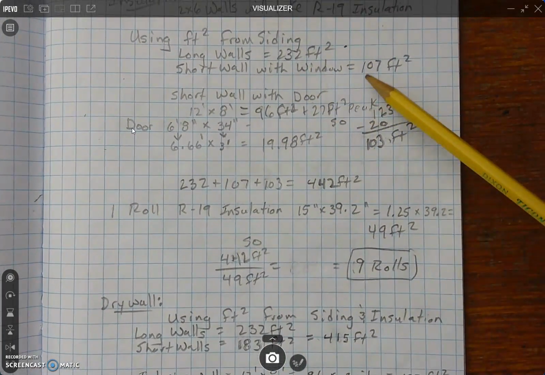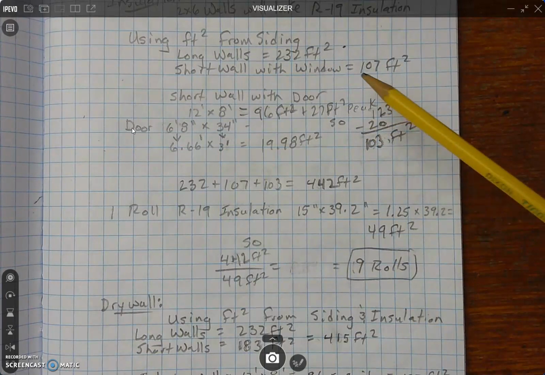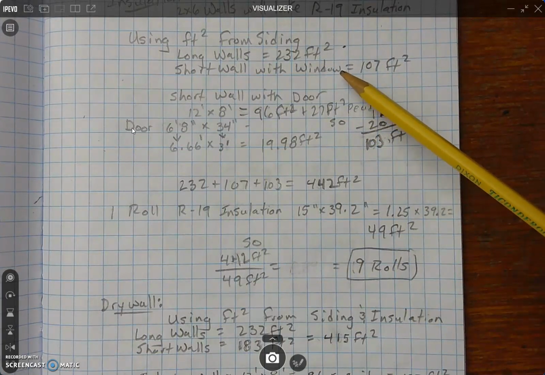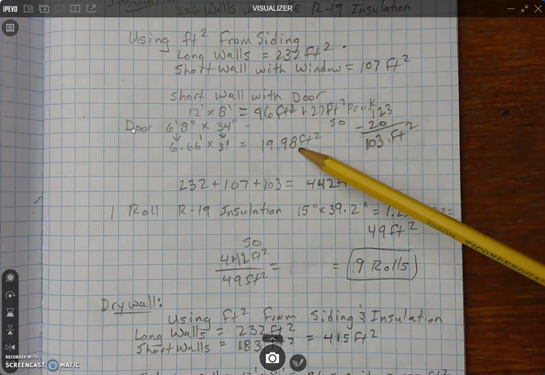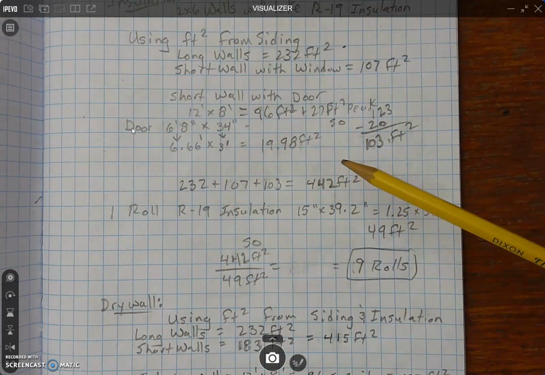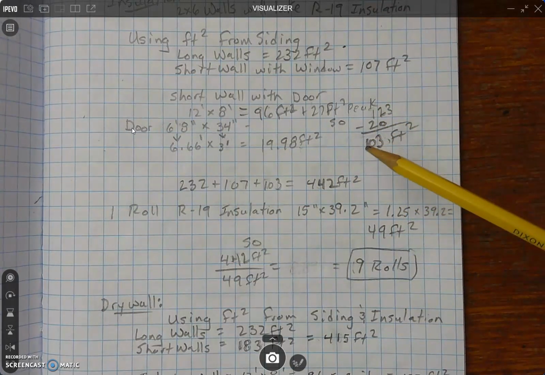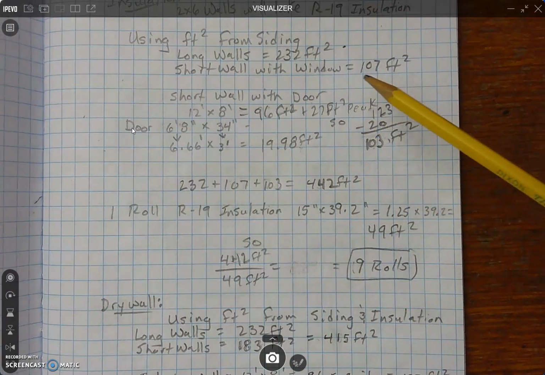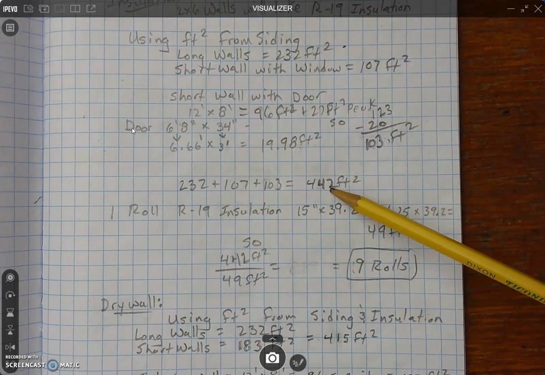Up here on this one, the 107 was 123 minus my 16, right? That's why this is 4 more than this, because my window is 4 by 4 on this short wall, which is 16 square feet, and my door is 20 square feet. So this makes sense, right? 16 is 4 less than 20. Anyway, then I take this and this, and get my total square footage of all my walls.